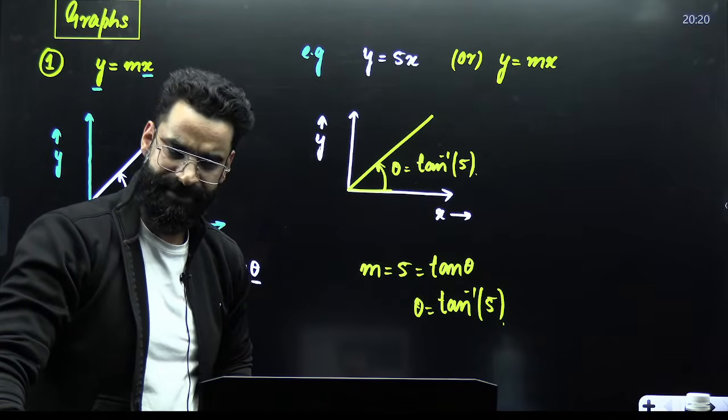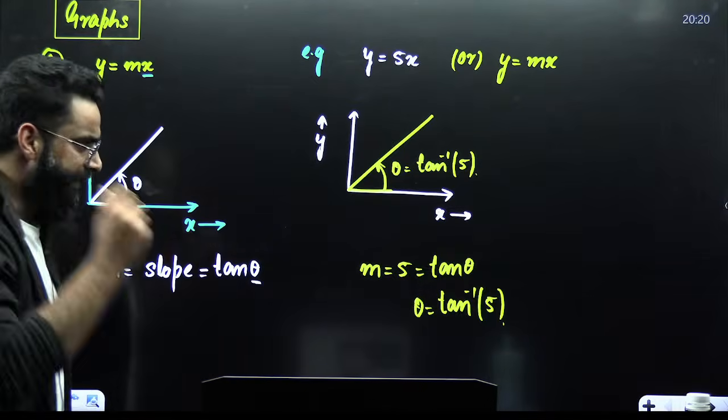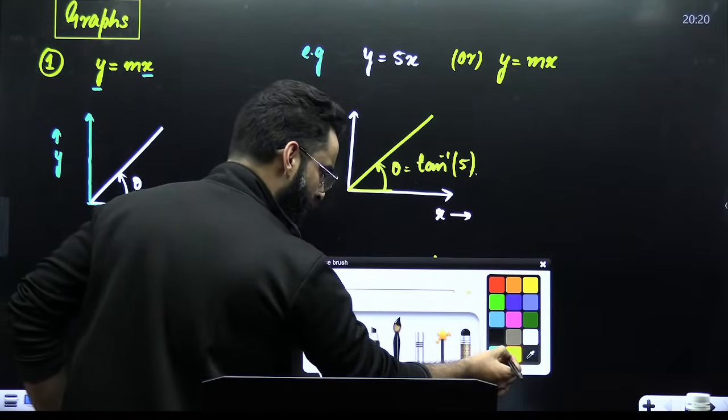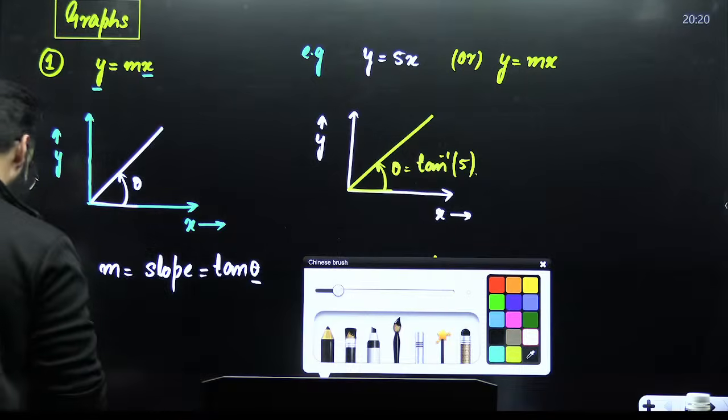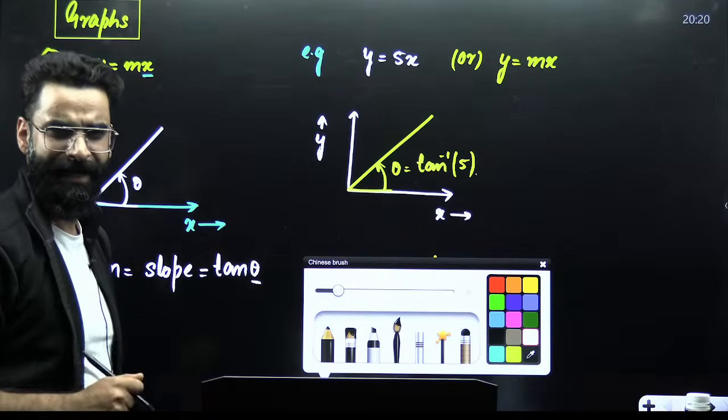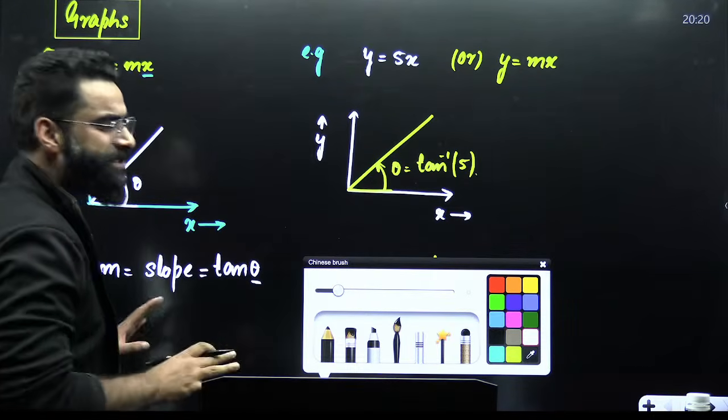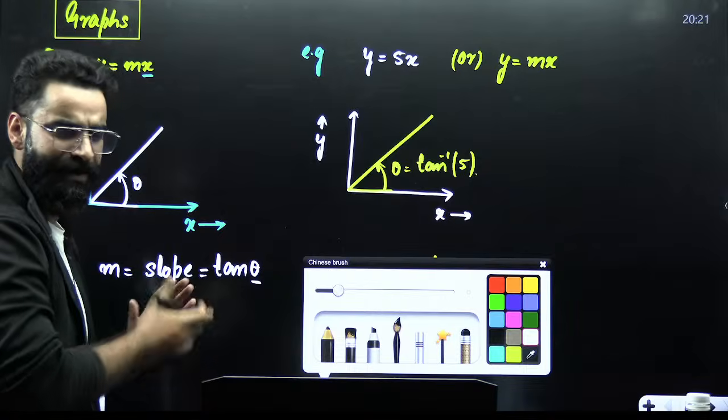Perfect. Similarly, this was my first equation whose graph you understood right now. After some time, you'll understand exactly where I use these graphs in chemistry. First of all, let me make you understand all of these things.